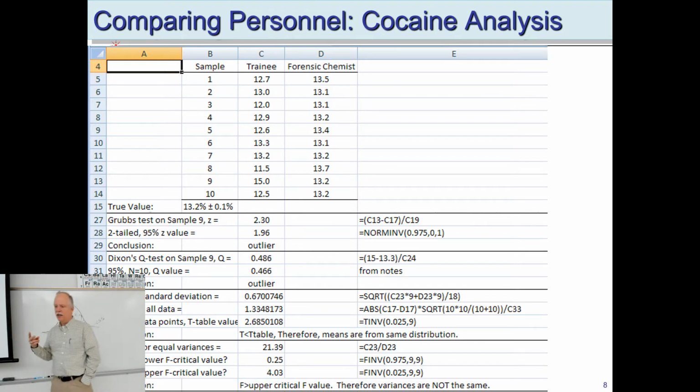In the analytical text, Skoog, West, and Holler, they had this Dixon's Q test. And then there's also the Grubbs test. I show both just because they both still show up, but the Grubbs test is more popular now. So the Dixon's Q test is going down in popularity, and the Grubbs test is going up.